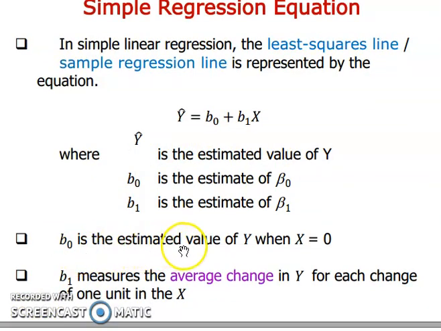b naught is the estimated value of y when x is 0. So when x is 0, b1 times 0 is going to be 0, so the estimated y is simply b0. And b1 here is the coefficient for x, and since this is a straight line, it is the slope, and this measures the average change in y for each change of 1 unit in x.